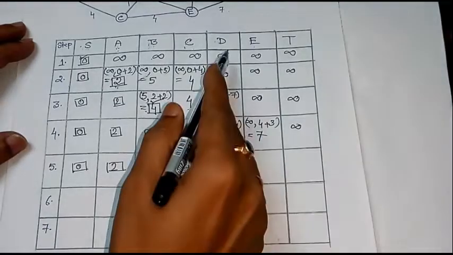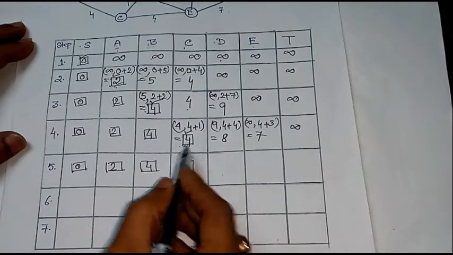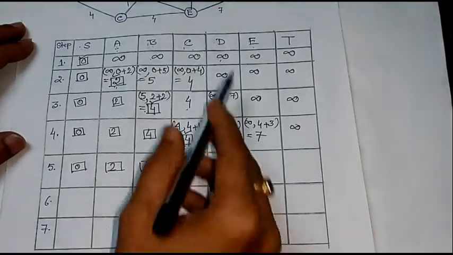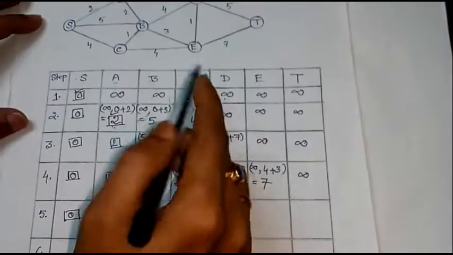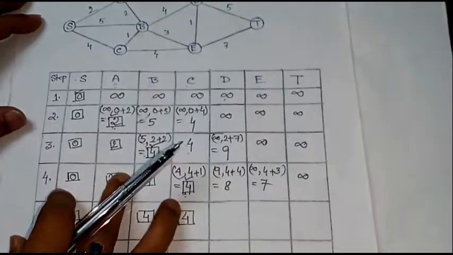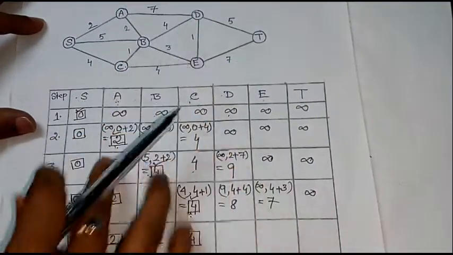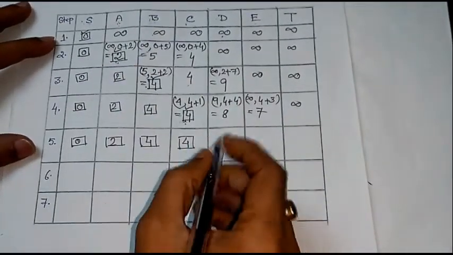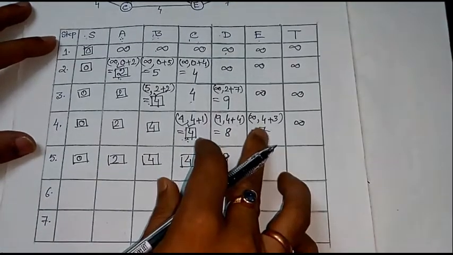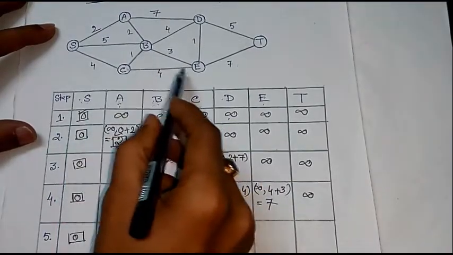Next, consider D. In this step, we have to compute the distances from C, because in the previous step, C was leveled permanently by 4. First of all, consider D. From the graph, we see that C and D are not adjacent to each other, so we may put the previous value of D, that is 8. Consider now E. Here you see that C and E are adjacent to each other.